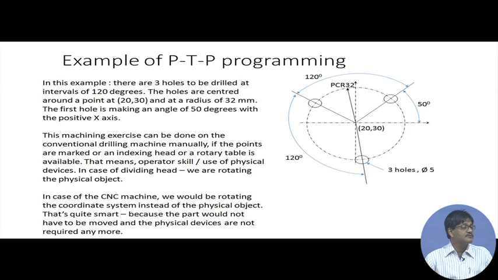Okay, in this example, there are 3 holes to be drilled at intervals of 120 degrees. The holes are centered around a point 20, 30 and at a radius of 32 millimeters. So, the pitch circle radius is 32 millimeters, the holes are 5 millimeter diameter, and the center of this pitch circle is 20, 30. So, it is not exactly at the origin, mind you, and the first hole is making an angle of 50 degrees with the positive direction of the x axis, and this can be done in conventional drilling.